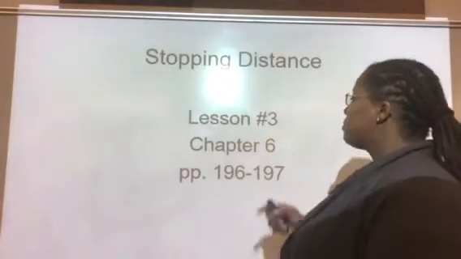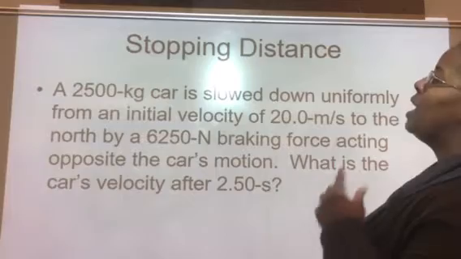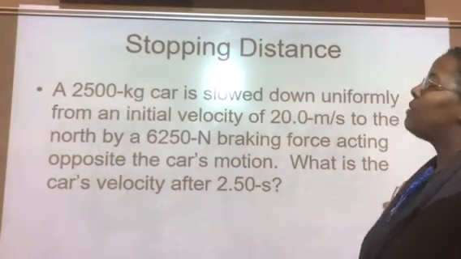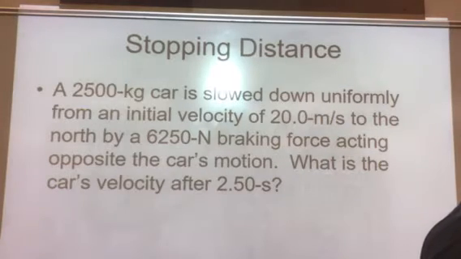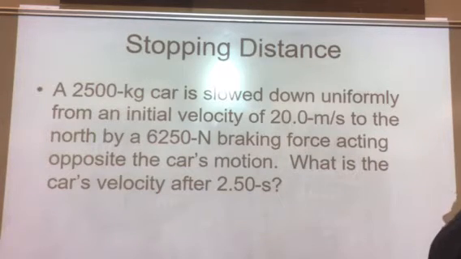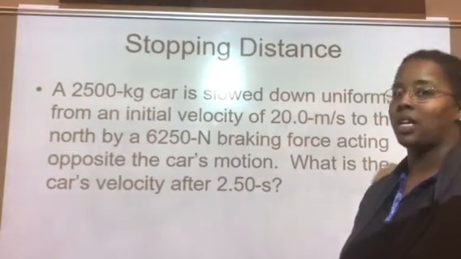Number 3, chapter 6, pages 196 and 197. Here's one of our first problems that we come into contact with. We have a 2,500 kilogram car that is slowed down uniformly from an initial velocity of 20 meters per second to the north by a 6,250 Newton braking force that's acting opposite the car's motion. What is the car's velocity after 2.5 seconds?